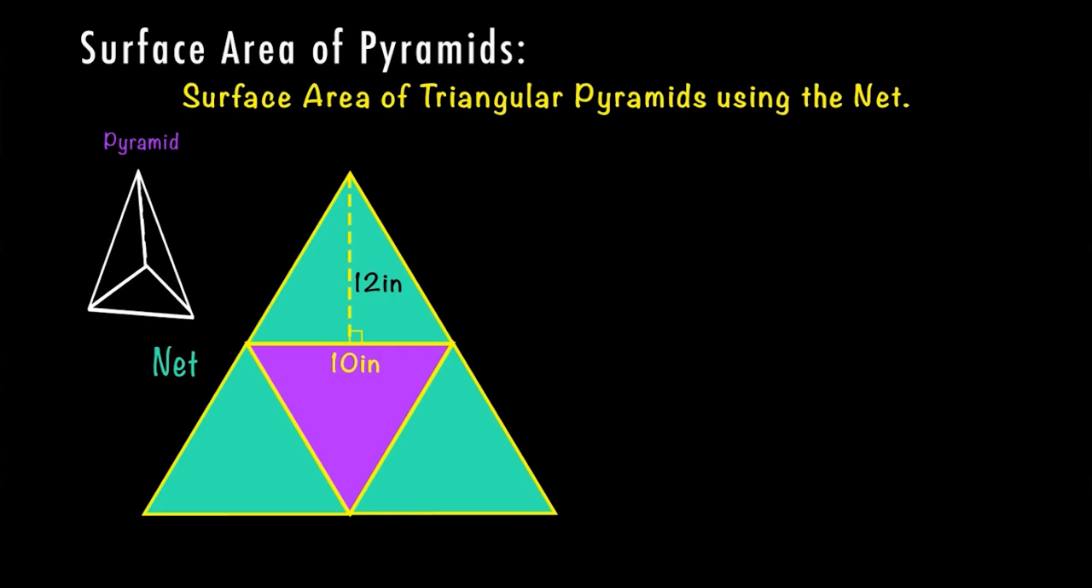The way to indicate the base in this case is typically the one that it's going to be sitting on. In this case, we just made it a different color. So once you have this pyramid laid out as a net, the middle or the innermost triangle is usually your base. So let's go ahead and find the lateral surface area first. So that's going to be the 3 green triangles.